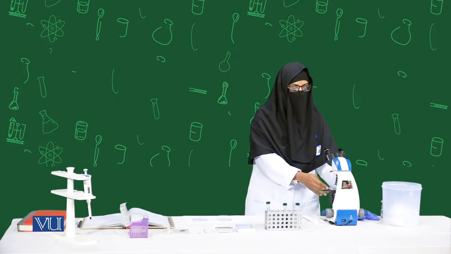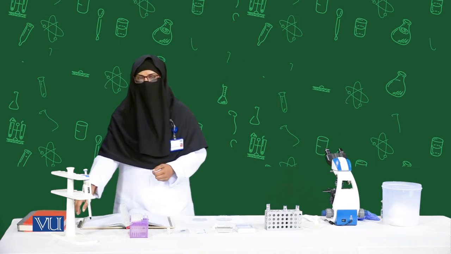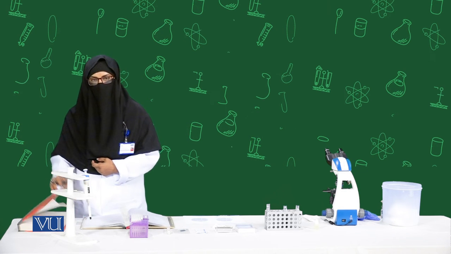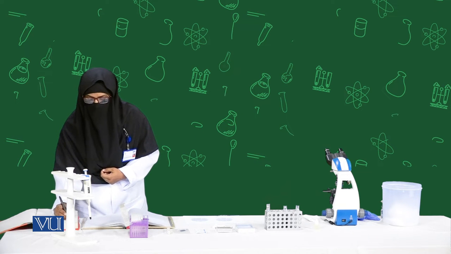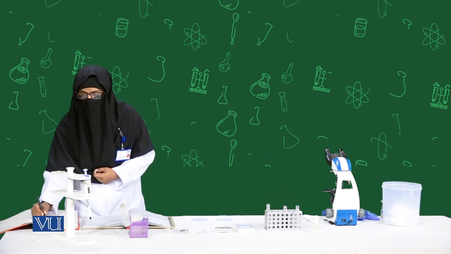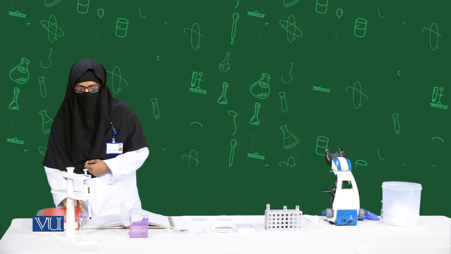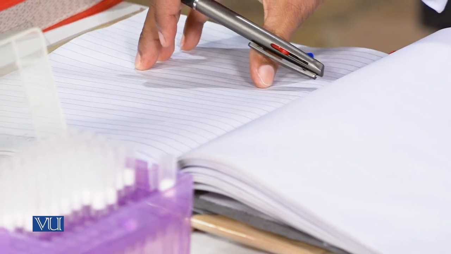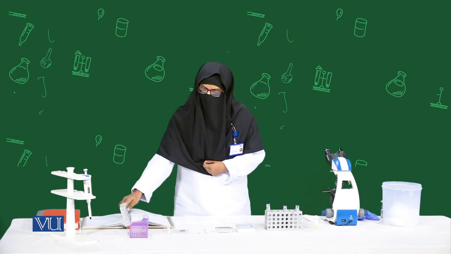We will visualize our slide under the microscope. So first we will record our experiment in our logbook, which is an important bioethical measure for the lab. We will write the date, the time interval, and other important details we want to record. It is important that we have the data book or the practical copy. Now I will start the procedure.